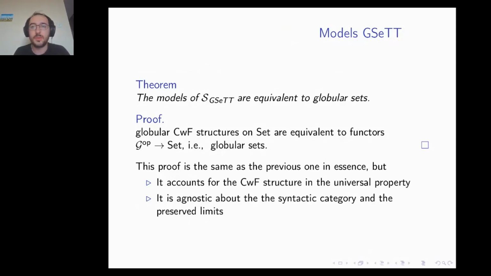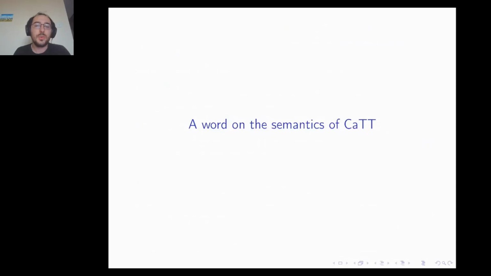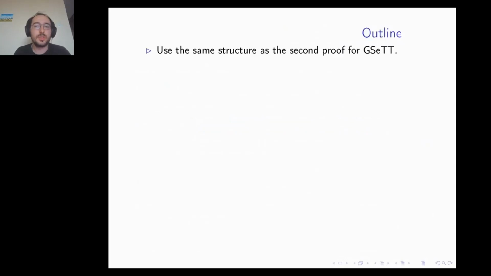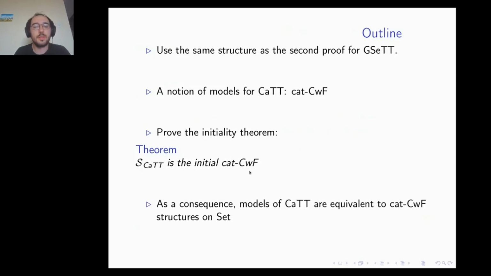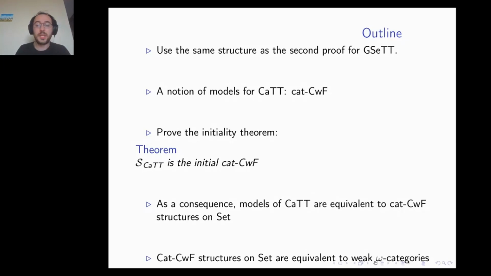the semantics for the theory CAT. And so, well, for the theory CAT, we just use the exact same structure. So instead of having a globular CWF, we have a CAT CWF. And we prove the initiality theorem, saying that the syntactic category is the initial CAT CWF. And as a consequence, the models of CAT are equivalent to the CAT CWF structures on Set. And these happen to be equivalent to weak omega categories.